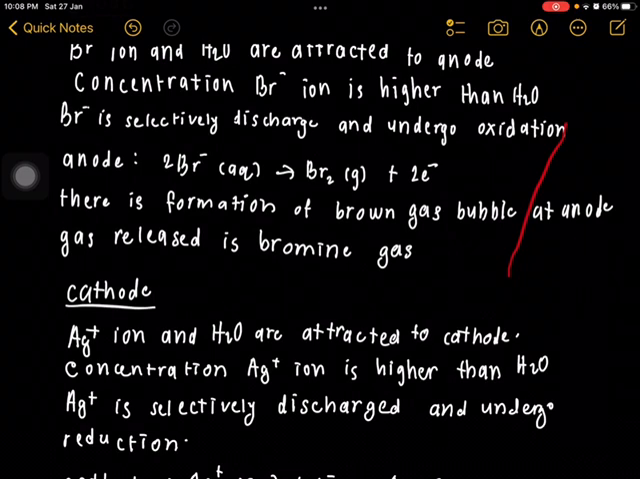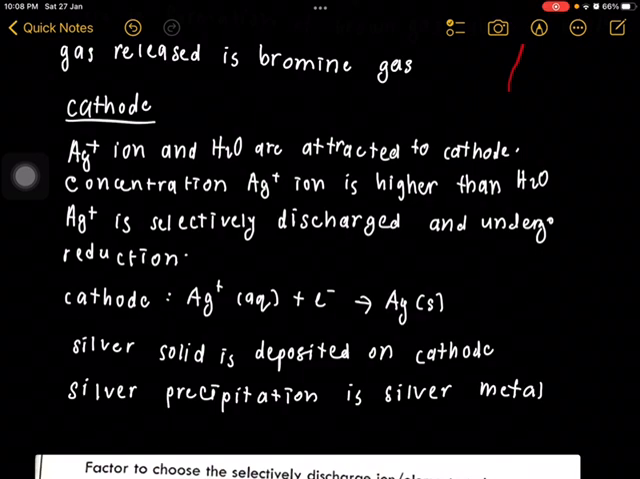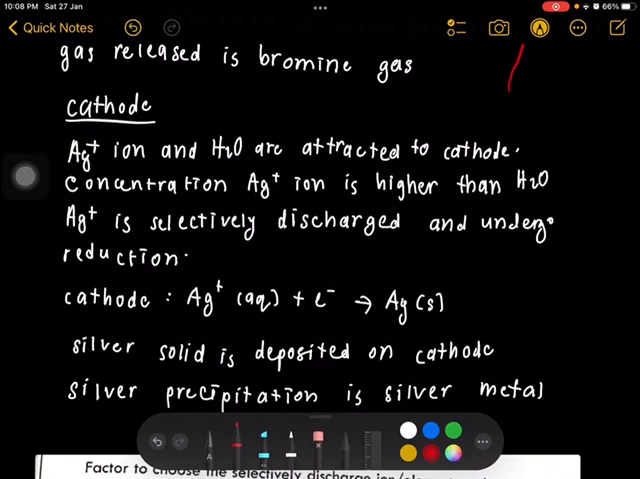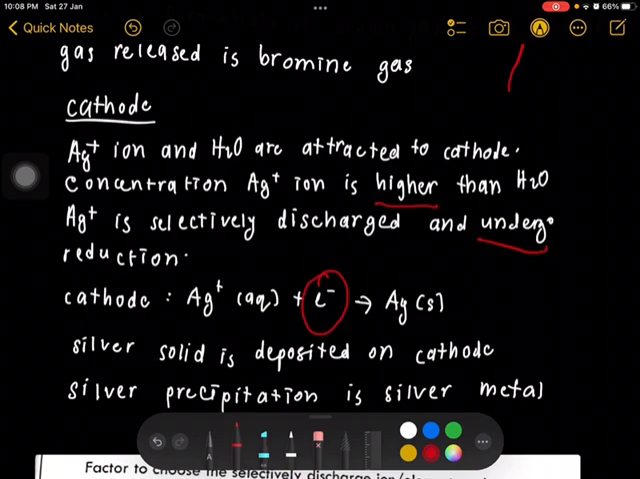At the cathode, Ag+ ion and H2O are attracted to the cathode, but as we know, in this case, Ag+ is more concentrated than H2O, so it is selectively discharged and undergoes reduction at the cathode. For the half cell equation, Ag+ ion will undergo reduction, forming Ag solid, and we need to balance the equation by adding 1 electron at the left side to balance the charge.